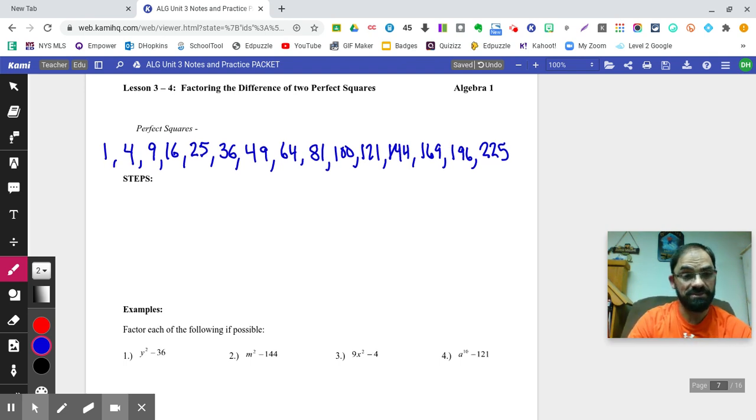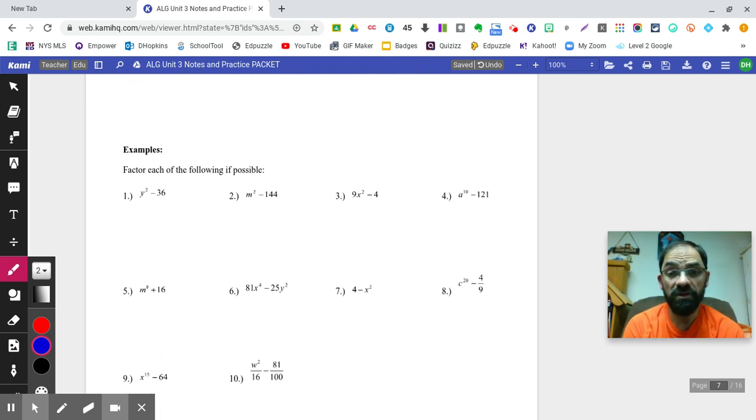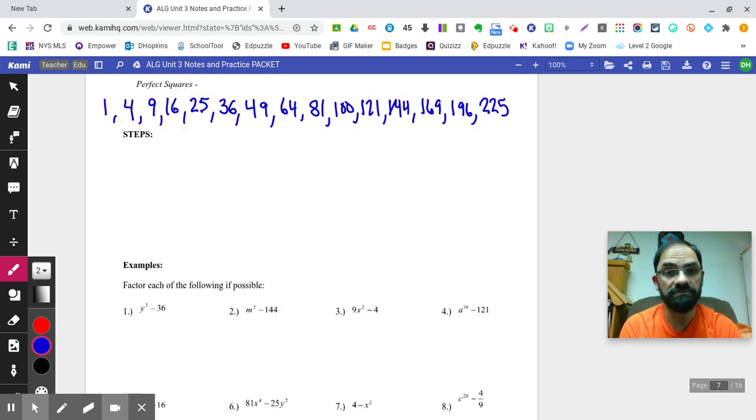Okay, so the steps when we are factoring the difference of two perfect squares. Well, first of all, they're going to look like this, where it is a binomial, where they are both perfect squares. If I have an exponent, it has to be even, and the number has to be a perfect square. Most importantly, it has to be separated by a minus sign. Otherwise, it's not a perfect square, and chances are it is not factorable.